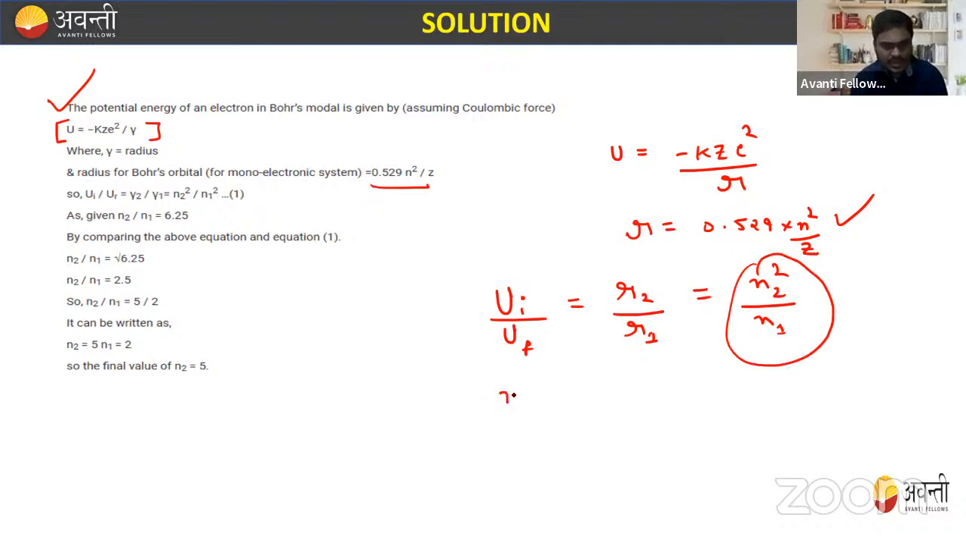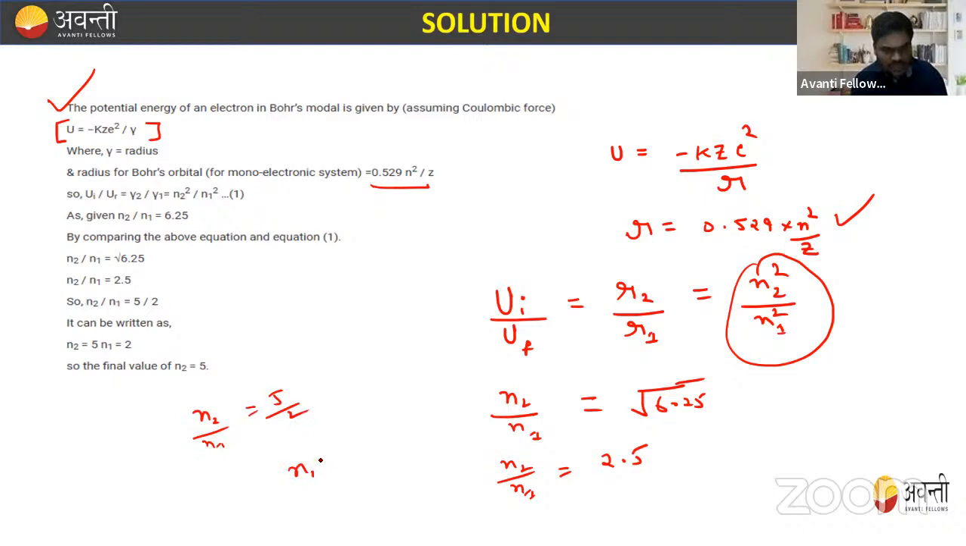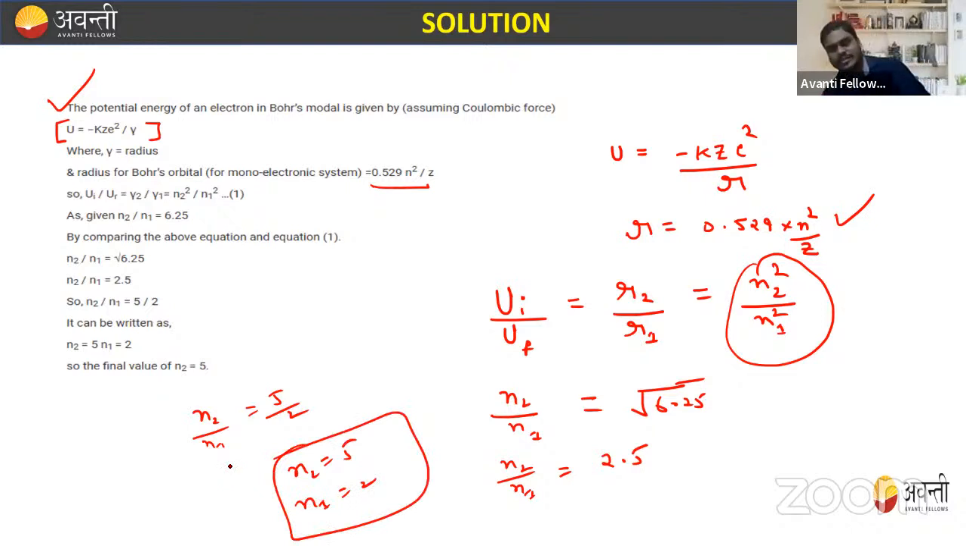So we can write N2 upon N1 is equal to under root of 6.25, because N2² upon N1² is given. So this comes to under root of 6.25, which is equal to 2.5. So N2 upon N1 is 2.5, or N2 upon N1 is equal to 5 by 2, or we say N2 is equal to 5 and N1 is equal to 2. So this is how we can solve this. I hope this is clear to you, right? Good.